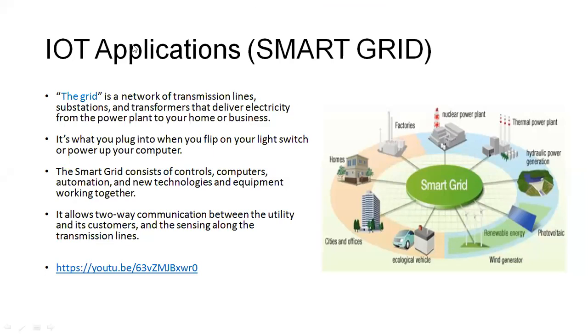So the smart grid consists of control, computers, automation, and new technologies and equipment working together. It allows two-way communication between the utility and its customer and sensing along with the transmission line. So smart grid is a very new concept in IoT for energy saving and is being worked on in India also. Different foreign and Indian companies are working to save energy and provide this energy to those villages where there is a huge problem of lighting. So I have also shared this YouTube video, but there are some problems playing these videos. So I will request you to see this video when I send you the PPT. Okay, sir, next slide.